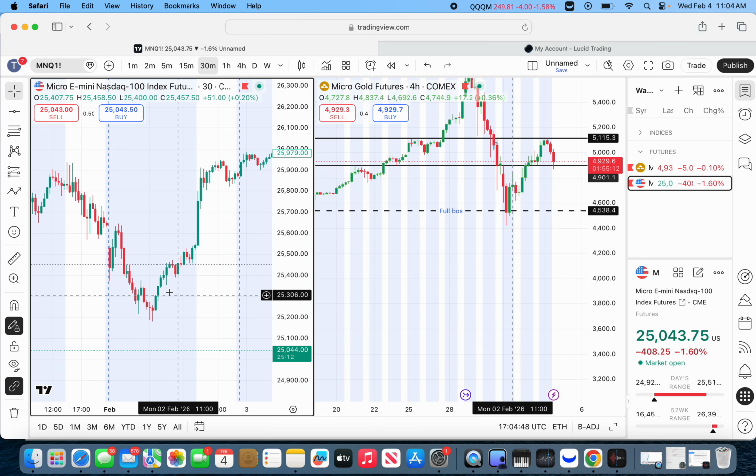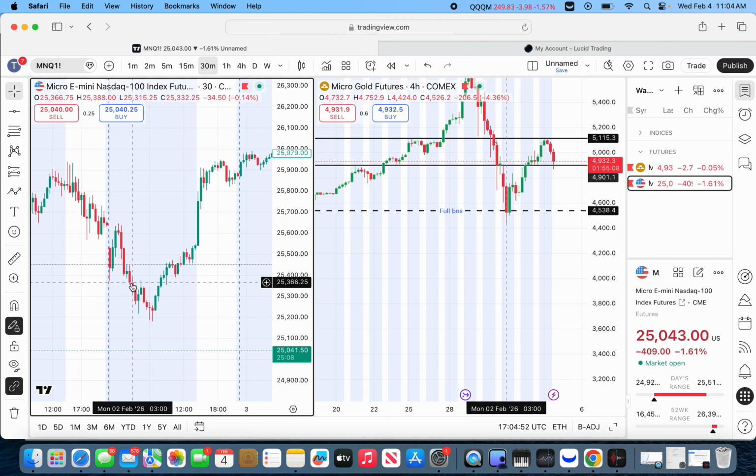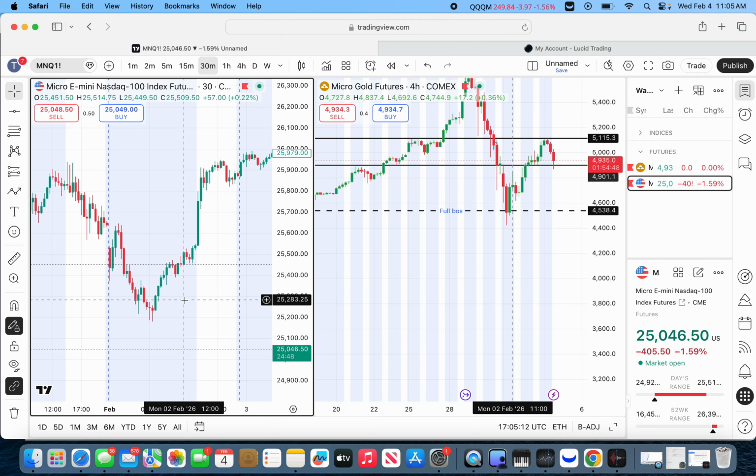Now, in this example, it fully broke structure. It broke and closed past the previous swing highs. So it was a full break of structure. But a lot of the times, let's say we got this low right here, it will usually sometimes make a higher low, but still a lower high or an equal high. But in this situation, it kind of played out perfectly.